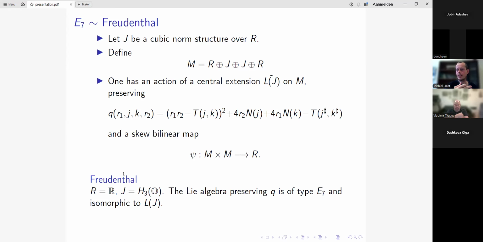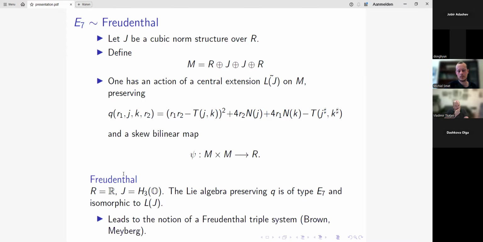And so Freudenthal did precisely this for R equals the real numbers and J the octonions. And the algebra preserving Q is of type E7 and is isomorphic to L_J. You can link this Q to the typical quartic map that E7 has to preserve on a certain module, but I won't go into details for that. And I will remark that this construction, you can axiomatize certain parts of it, and this leads to a notion of a Freudenthal triple system as introduced by Braun and Meyberg in the 70s.